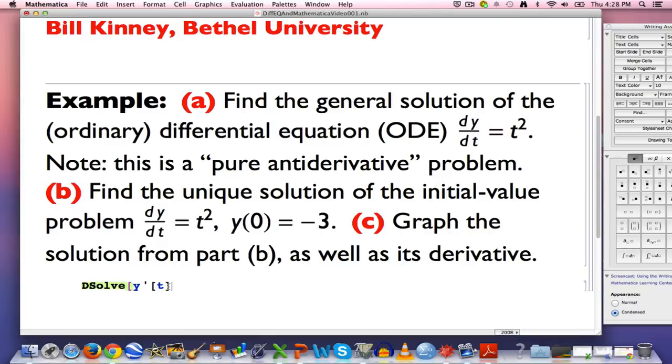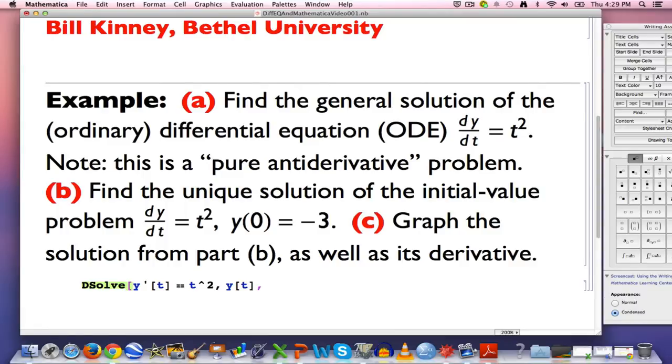When you solve equations in Mathematica, you need to use double equal signs. So I type two equal signs. That's needed whenever you solve equations in Mathematica. And I'm setting this equal to t squared. I'm solving for y as a function of t, and in Mathematica, function arguments always go inside square brackets, not parentheses. So I'm putting square brackets around the t there. I'm putting it here too. And then I have one more argument. These arguments are separated by commas.